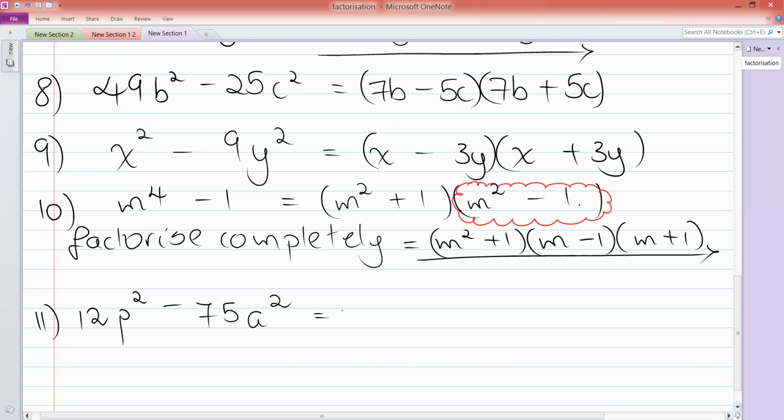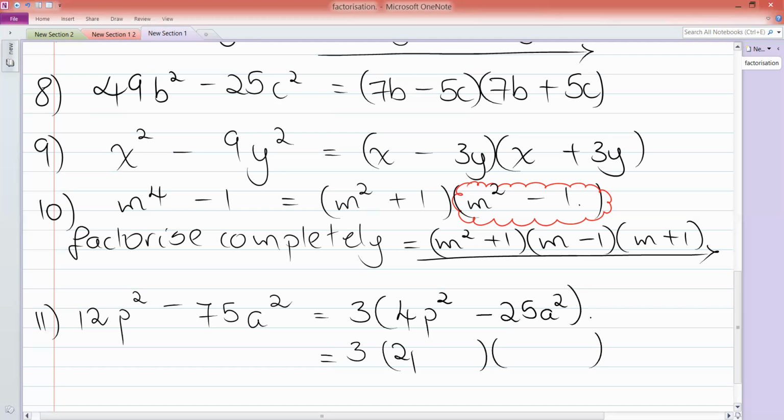Three. Awesome. So I factor out 3, then I'll be left with 4p squared minus 25a squared. Okay. Are we done factorizing? No, because we can still factorize what's inside the brackets. This is a difference of 2 squares. Okay, let's see. The 4p squared minus 25a squared, what does that become when I factorize it?